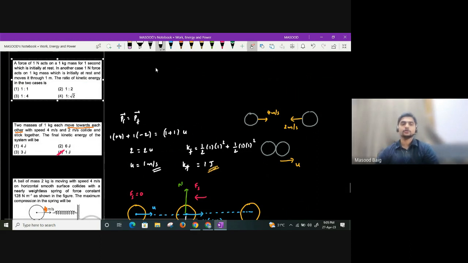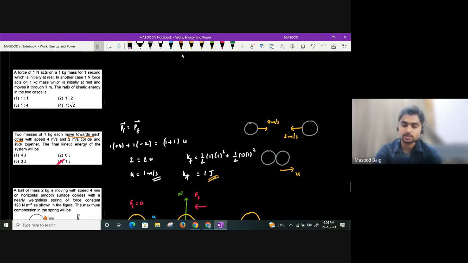A force of 1 Newton acts on a 1 kg mass for 1 second, which is initially at rest. In another case, 1 Newton force acts on 1 kg mass, which is initially at rest, and moves it through 1 meter. Two cases are there here. A force is acting for 1 second and force is acting through 1 meter, guys. What is the ratio of kinetic energy they are asking? Right, so let us solve that question.